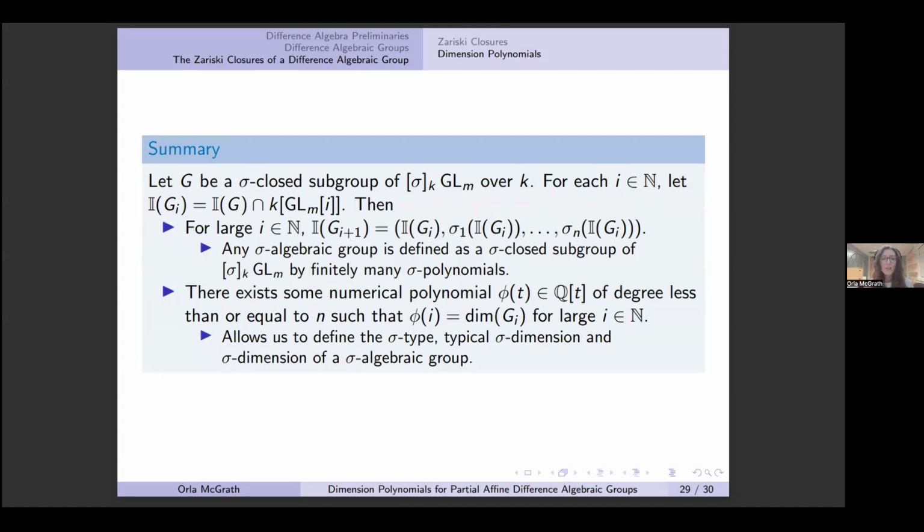So just to summarize, we use this nice fact that any of our difference algebraic groups can be embedded into this general linear group, and we can use this structure of the general linear group to prove this very strong kind of stabilization property of these ideals, which then tells us that any difference algebraic group is defined by finitely many difference polynomials. And then we can also find this dimension polynomial, which allows us to define the difference type, typical difference dimension, and difference dimension of a difference algebraic group.